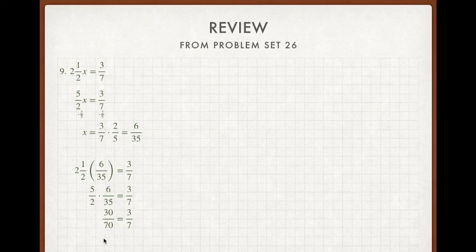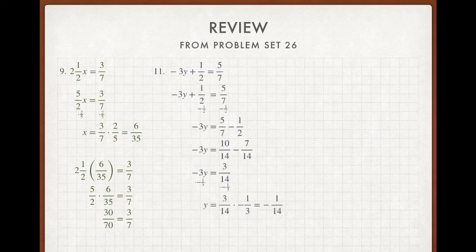Next one to go over, similar, negative 3y plus 1/2 equals 5/7. First thing we have to do is we'll do our order of operations backwards. So first we subtract 1/2 from each side. So 5/7 minus 1/2 over here. Convert them so they have the same denominator, 10 over 14 minus 7 over 14. We'll end up with negative 3y equals 3 over 14.